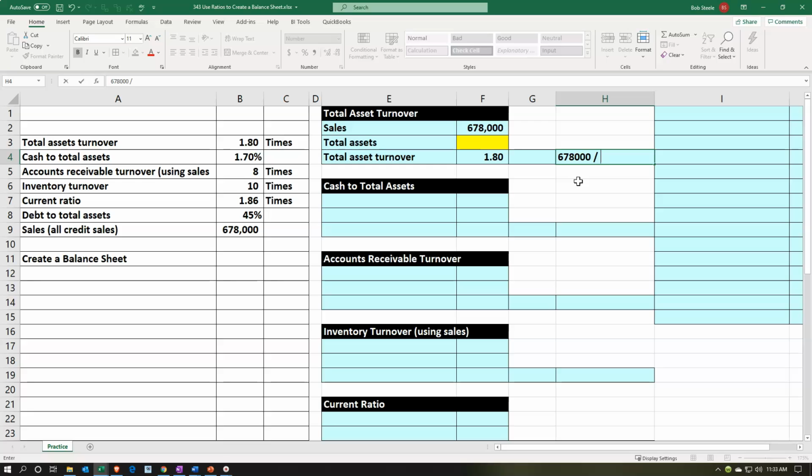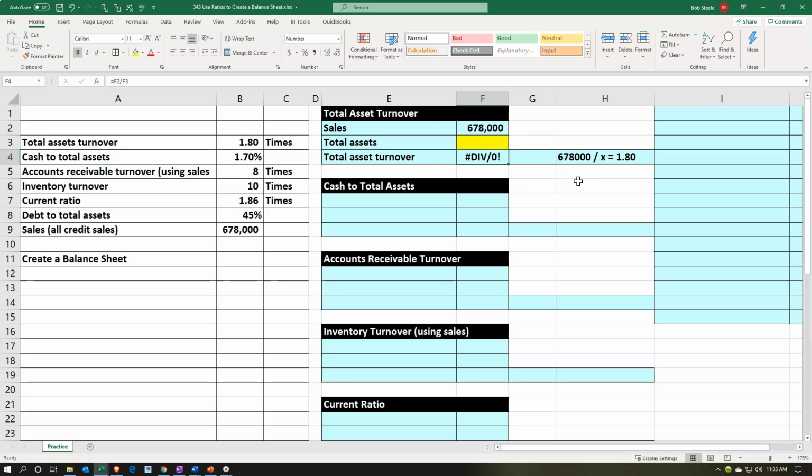678,000 divided by x, the unknown, is going to be equal to 1.80. So you can then solve for that. I'm going to use the goal seek to practice this, because I think it's a useful tool. So I'm going to delete this to do it. I'm going to say this equals this number divided by the unknown.